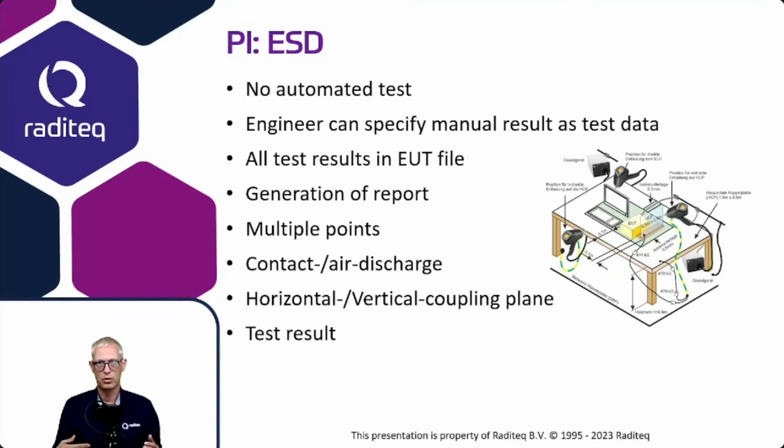And of course, we support multiple discharge points configuration with contact and air discharge, horizontal and vertical coupling plane. For each of these test configurations, at multiple points and with different planes and discharge types, the engineer can specify, okay, it's a pass or it's a fail, and he can note down what happened, or if the device did a reset, or something else happened, like an LED temporarily lighting. So all the results of this EUT test can be recorded, entered by the engineer in the software.